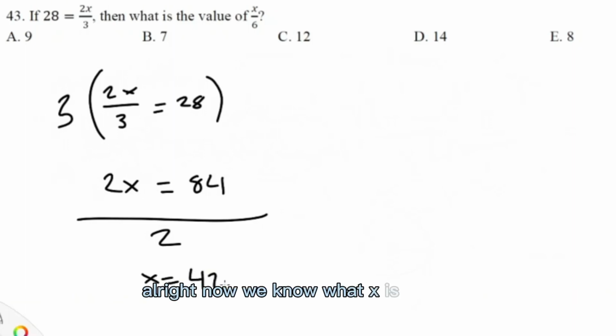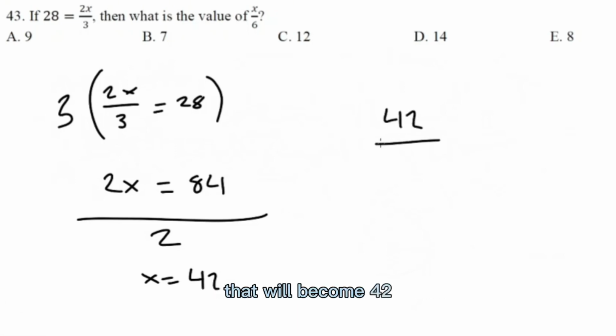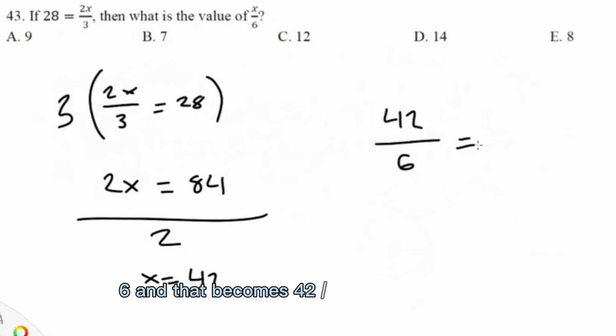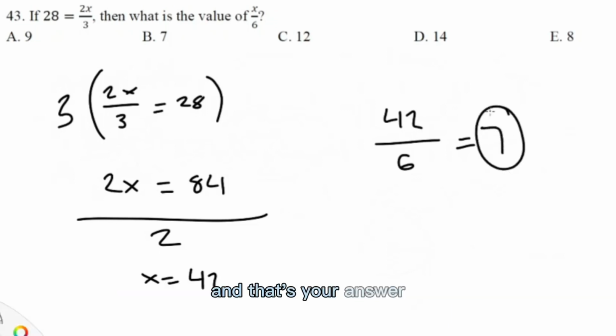Alright, now we know what x is equal to. So now we can substitute this into x divided by 6 to solve. So that becomes 42 divided by 6, and that equals 7. And that's your answer.